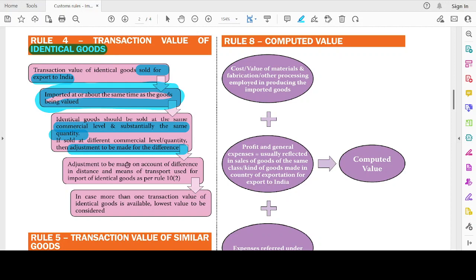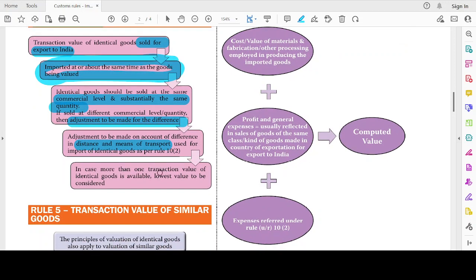Adjustment is to be made on account of difference in distance and means of transport used for import of identical goods. If for one I have transport by way of air, and then I have transport by way of ship, then this transport cost adjustment is also to be made while arriving at the transaction value for identical goods. In case more than one transaction value of the identical goods is available, then the lowest will be considered. For the benefit of the importer, I'm going to consider only the lowest value. If there is more than one transaction value for the identical goods, then I will consider the lowest value which is arrived at.